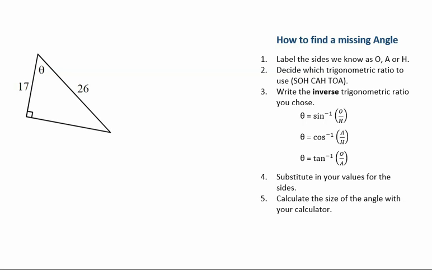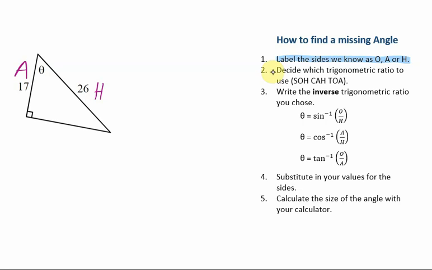In this video, we're going to work out an unknown angle in a right angled triangle using trigonometry. It starts very similar to finding an unknown side, by labeling the sides that we know as opposite, adjacent, or hypotenuse, and ignoring the side that is not important for us. In this case, we know the hypotenuse is 26, and this side, 17, is our adjacent side. We leave that third side blank because it doesn't have any values on it.